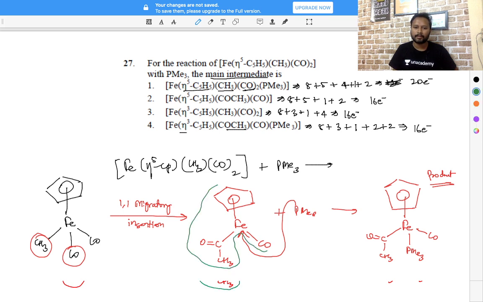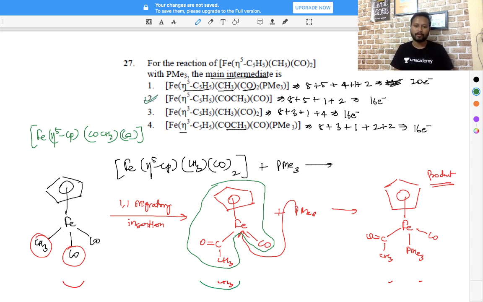Okay, this is the intermediate. So eta 5 is there. What is the intermediate? That means you have iron, you have eta 5 Cp, then you have COCH3, and then you have CO. So which option is the correct option? Yeah, very good. Option 2 is the correct option.